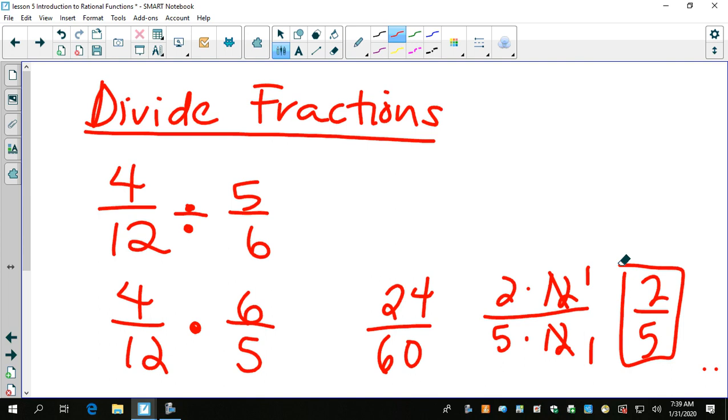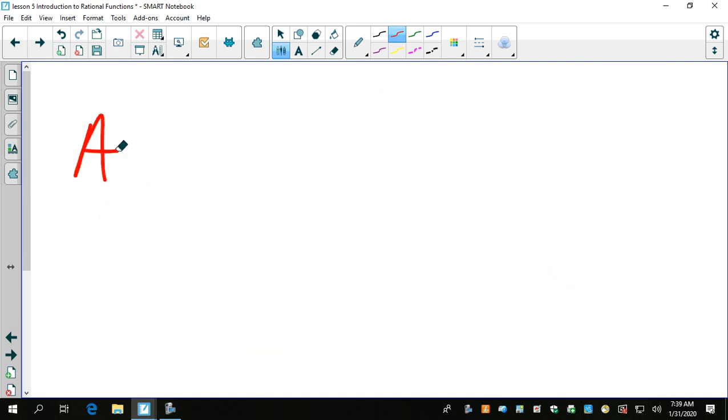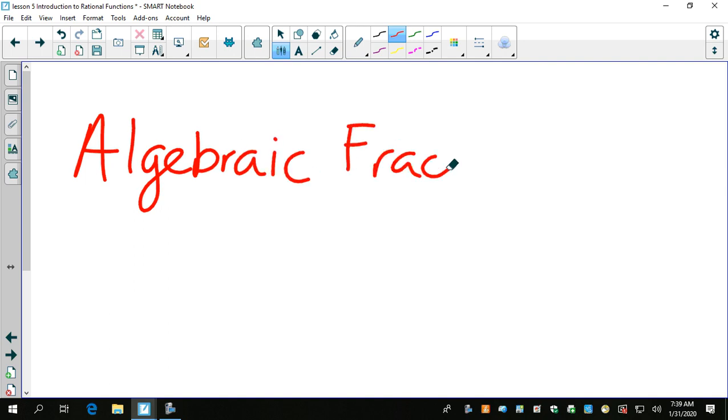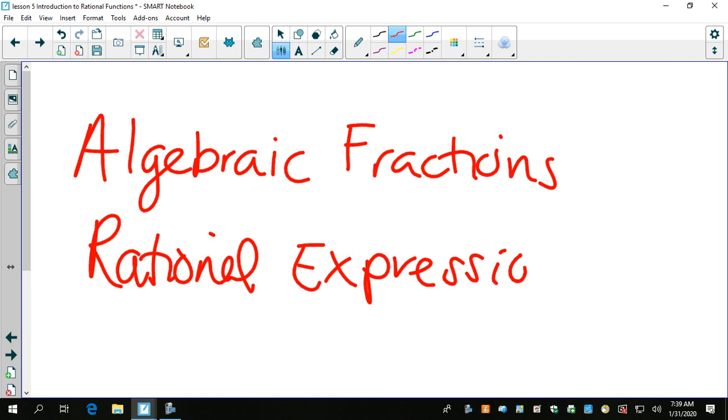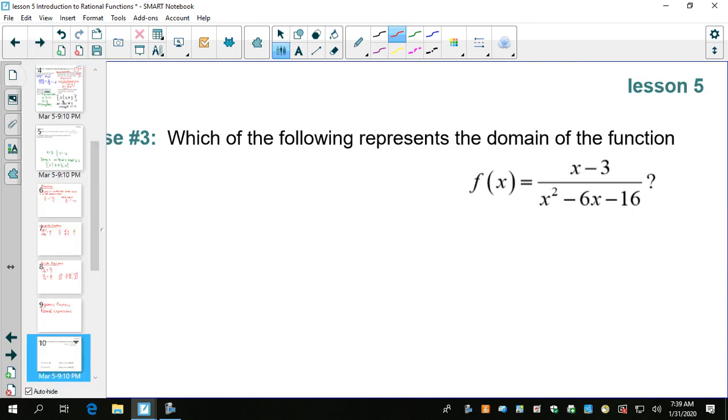Okay. Now, where are we headed to? Algebraic fractions. Now, these algebraic fractions differ from the ones I just did because they have x's in them. They're also called rational expressions, and we've been working with rational expressions a little bit in the beginning in this unit. So, rational expression is just a fancy word for algebraic fractions. Okay? So, now, hop over to lesson 5. Lesson 5. Now, again, I'm going to be jumping all over the place.